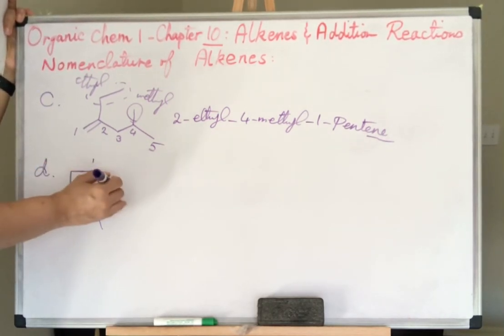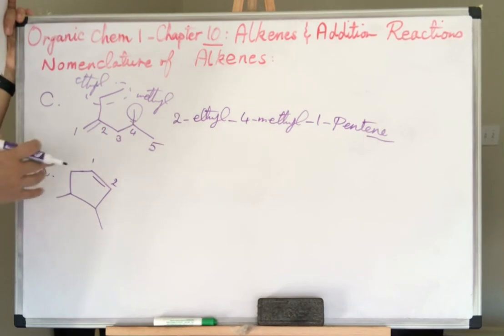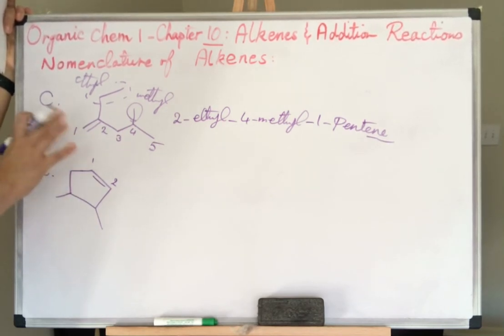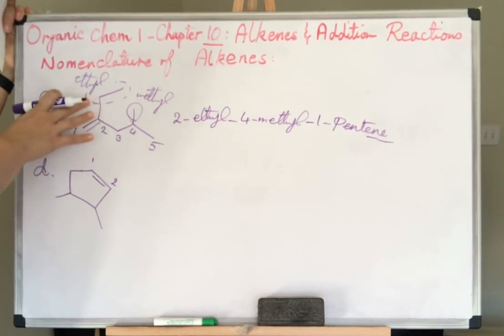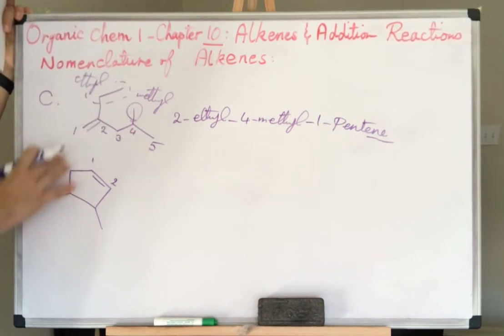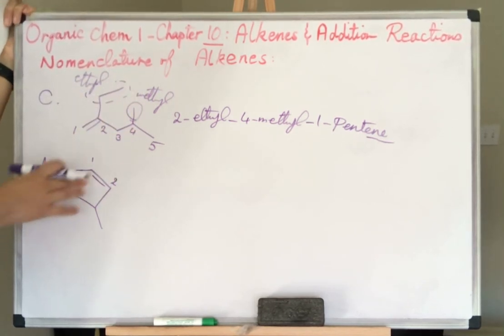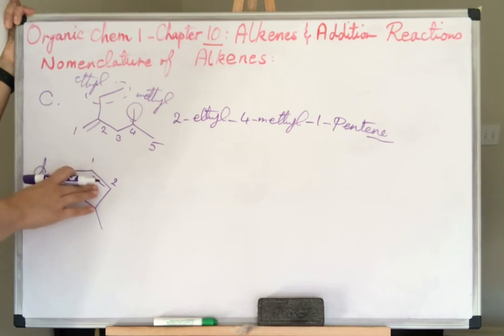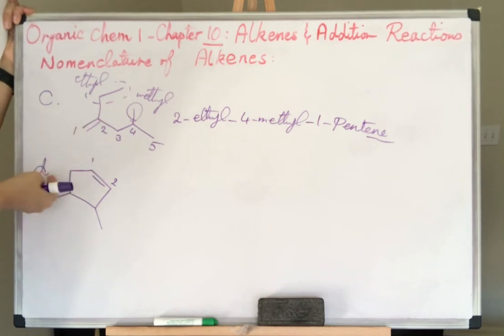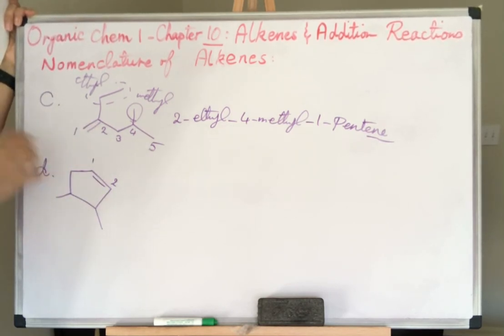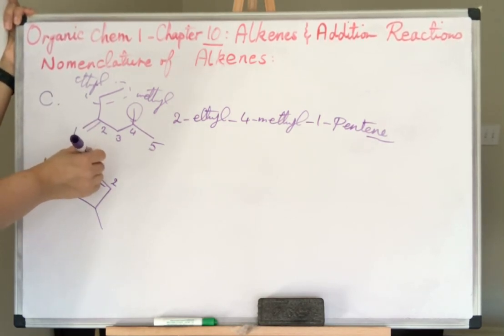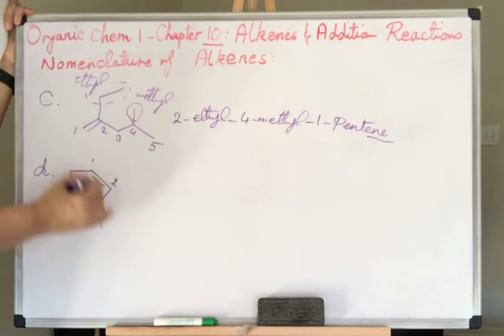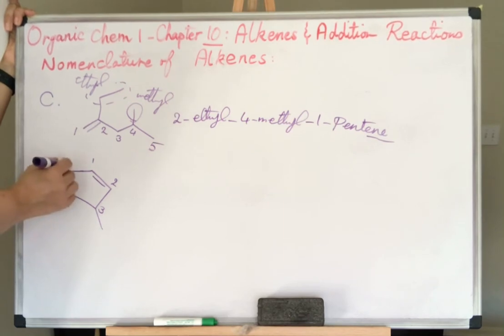We have 2 choices. It's not a matter of the longest chain anymore, it's a matter of the ring. But your double bond carbons must be carbon number 1 and 2. You have 2 choices, going clockwise or counterclockwise. If you go clockwise, you will have 1, 2, and the first branch is going to be on the 3rd carbon, and then 4 and 5.